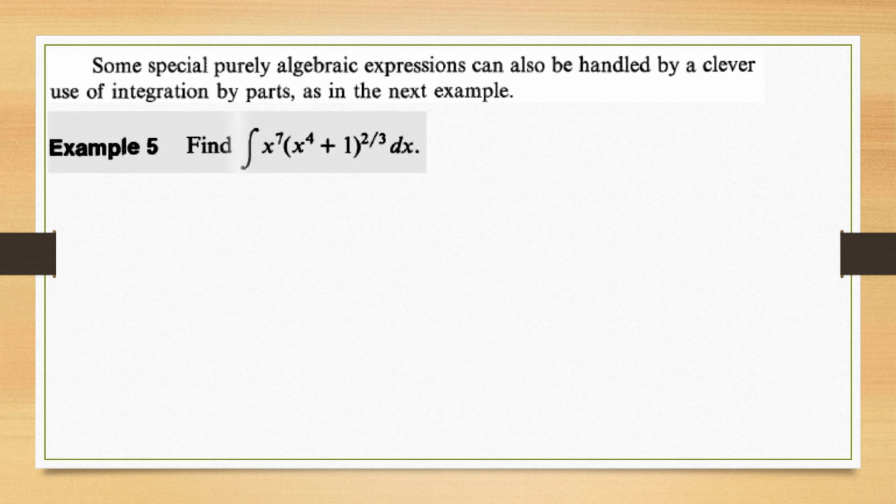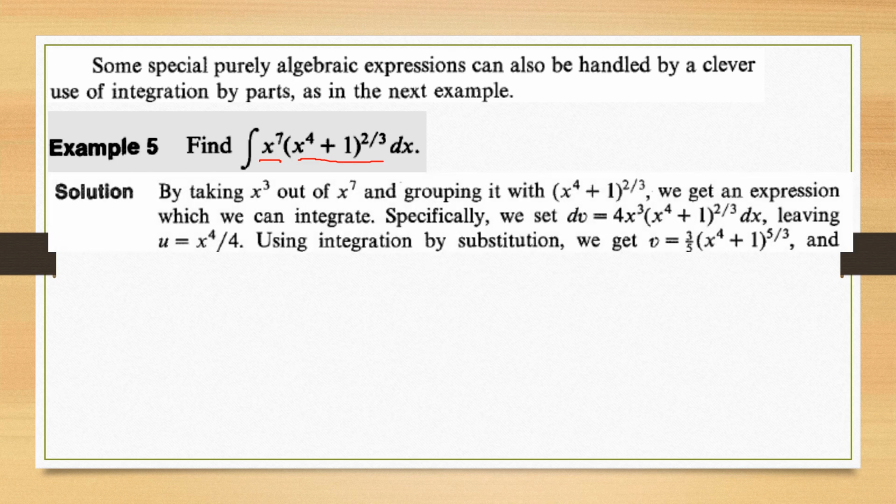Let's see some other examples. This is an example which involves algebraic expressions as two factors, while the first factor is x power 7 while the second factor is x power 4 plus 1 whole power 2 by 3. We have to evaluate the integral of this product. Let's see the solution. Taking x cubed out of x power 7 and grouping it with this, we get the expression which we can integrate.